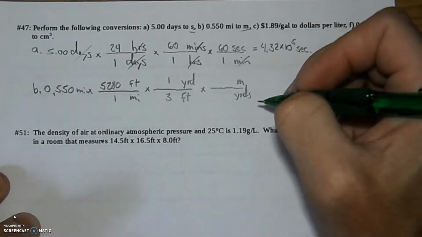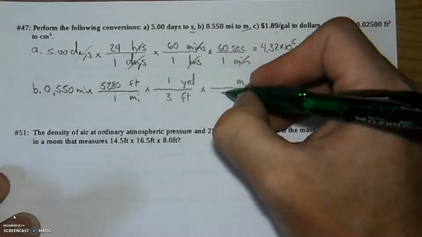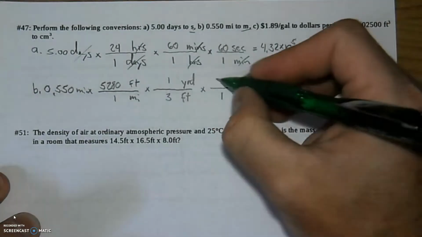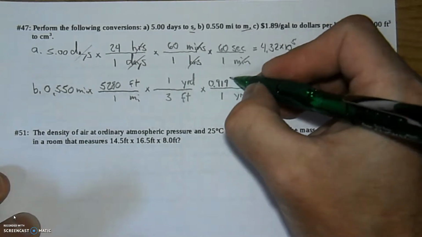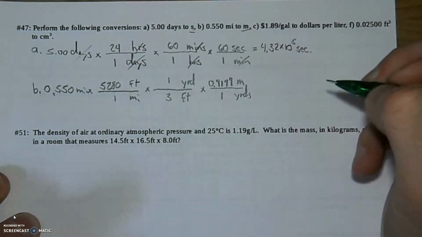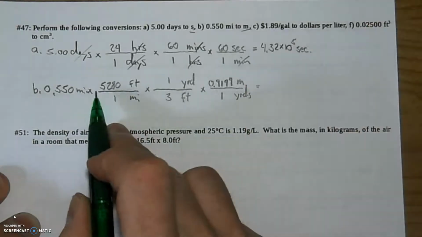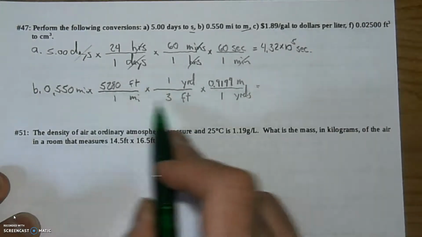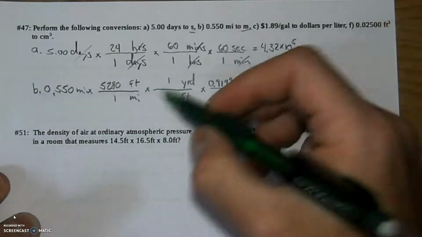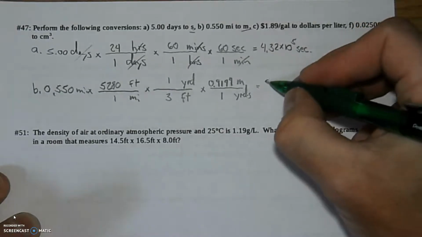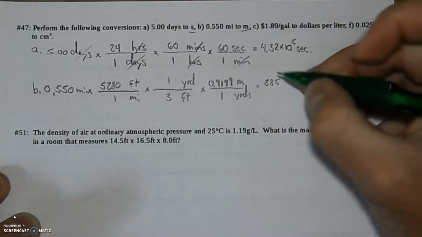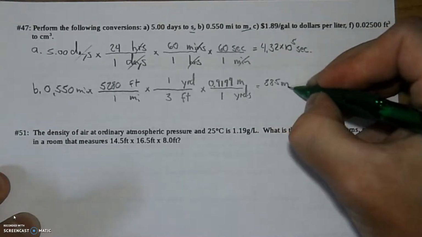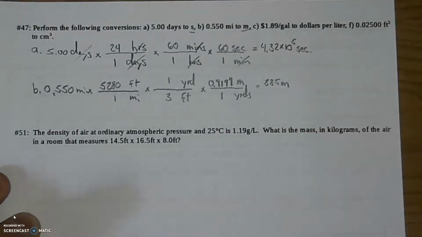And if I look it up in some reference table, I'll see that 1 yard is the equivalent of 0.9144 meters. And if I do the math, again, multiply the tops, divide by the bottoms, make sure you do that each time, you get 885 meters. There we go. That's the answer for that one.